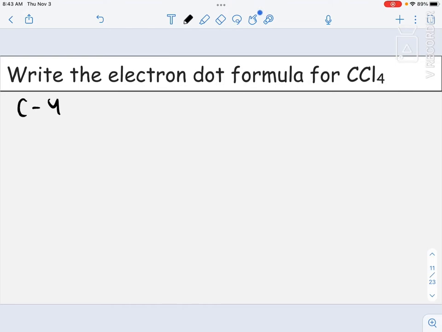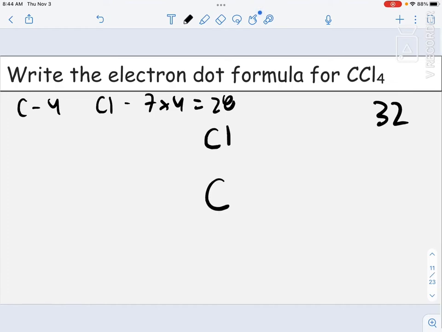Okay, we're moving on to write the dot formula for carbon tetrachloride, CCl4. So carbon has 4 valence electrons, chlorine has 7, but we have 4 of them, so we have 28 of those for a total of 32 valence electrons, okay? Carbon always goes in the center, okay? So we're going to put carbon in the center, and we're going to have the chlorines surrounding it. So this is going to be the structure for CCl4.